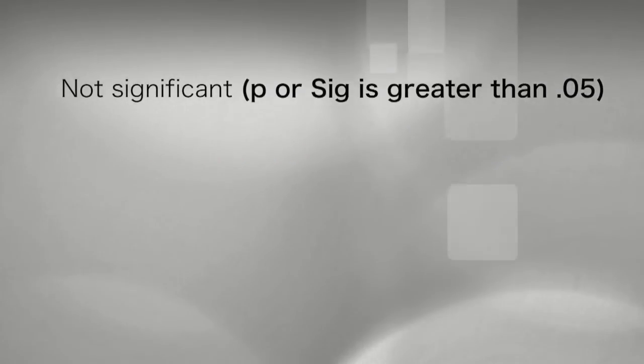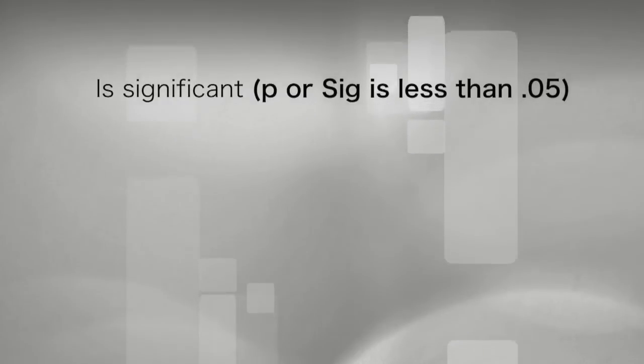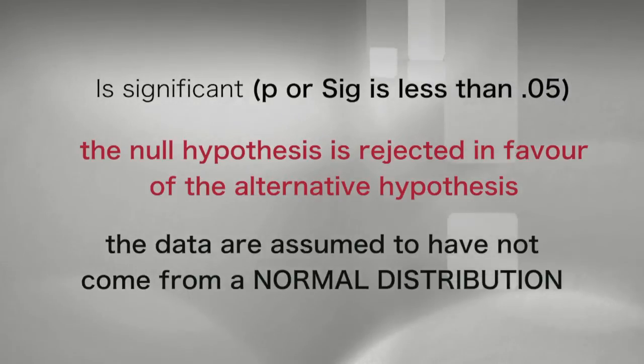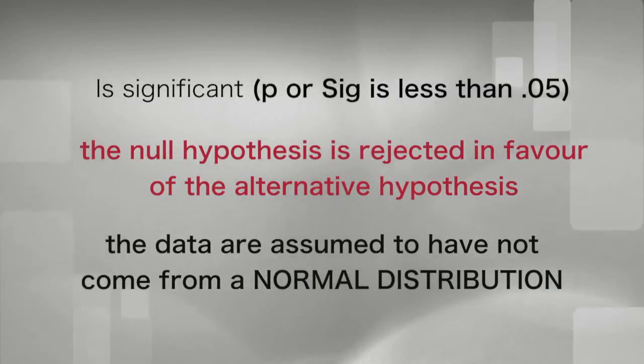Now, if the test is significant, in other words, the p or the sig value is less than 0.05, then the null hypothesis is rejected in favour of the alternative hypothesis and the normality assumption is not met. So the data are assumed to have not come from a normal population.